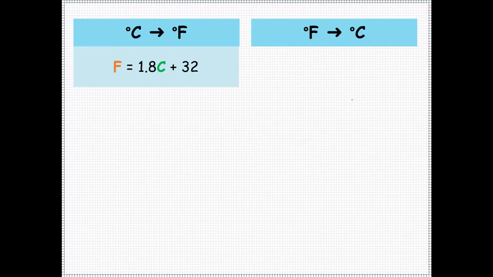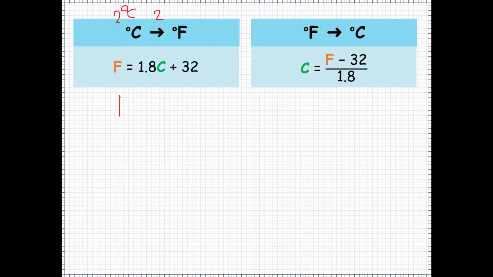If you want to change from Fahrenheit to Celsius, C is equal to Fahrenheit minus 32 over 1.8. So if Celsius is equal to 2, what is F? F is going to be 1.8 multiplied by 2 plus 32, so it's 3.6 plus 32, which is equal to 35.6. And what about the other one?